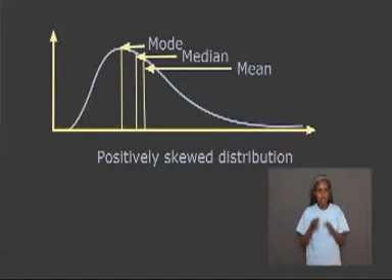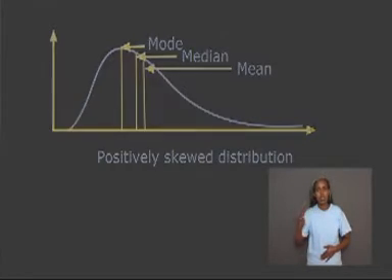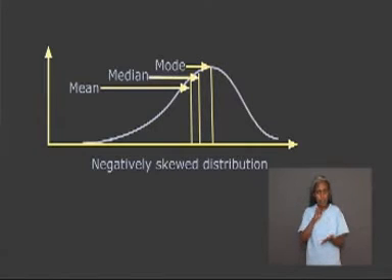If the mean is the largest in value and the median is larger than the mode but smaller than the mean, then the distribution is positively skewed. This means that the curve is skewed to the right. If the mean is the smallest in value and the median is larger than the mean but smaller than the mode, then the distribution is negatively skewed. This means that the curve is skewed to the left.